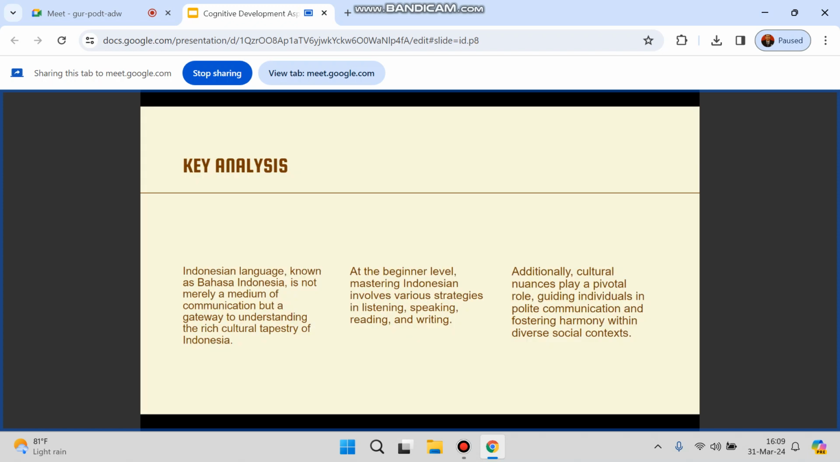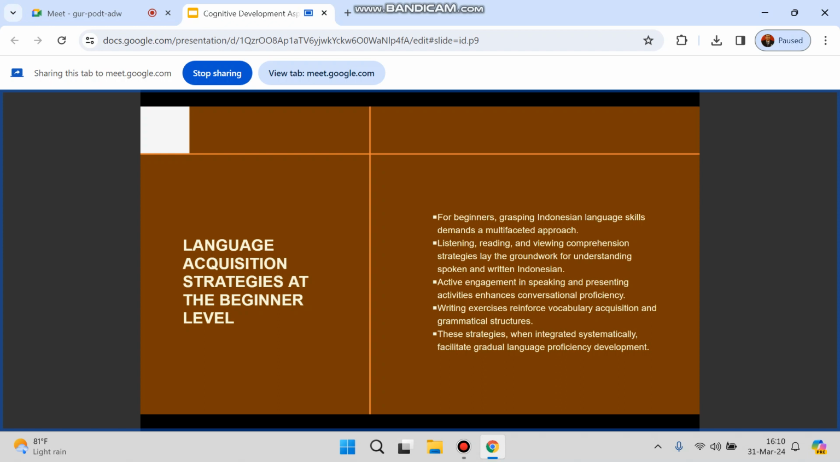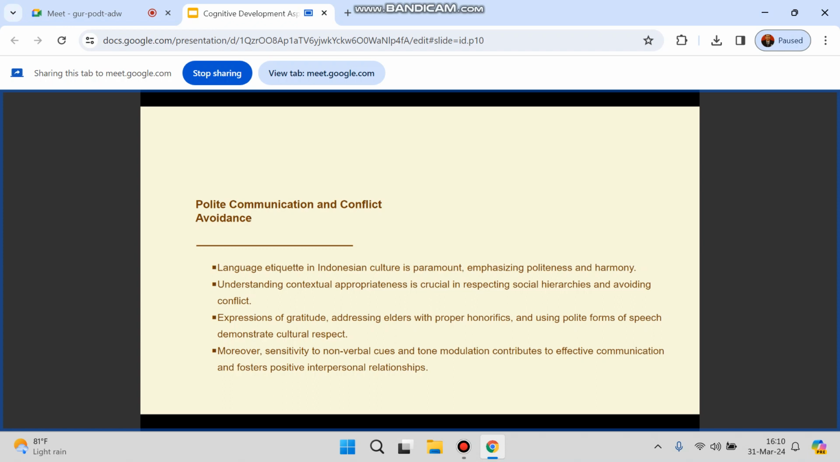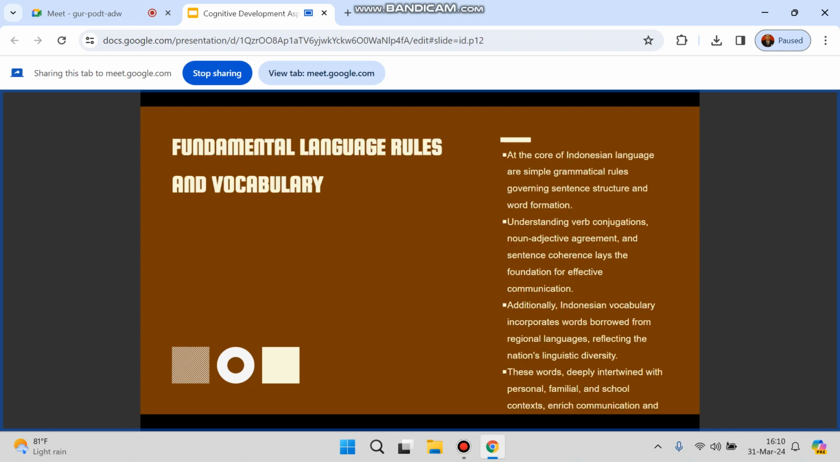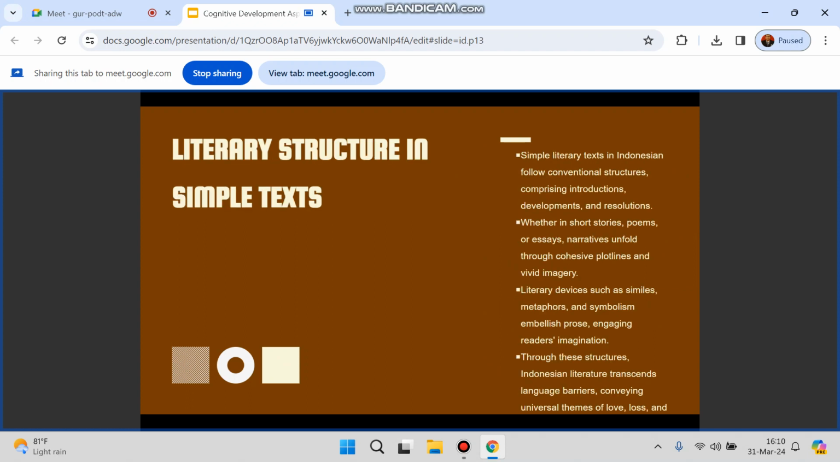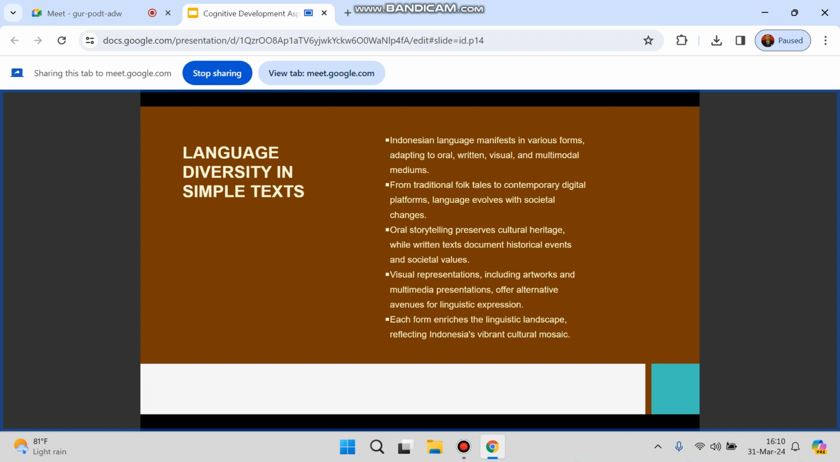The key analysis: Indonesian language, known as Bahasa Indonesia, is not merely a medium of communication, but a gateway to understanding the rich cultural tapestry of Indonesia. It plays a pivotal role in cultural analysis, guiding individuals in polite communication and fostering harmony. So the language acquisition strategies: a multi-phase approach, listening, reading, and viewing comprehension, word understanding, and spoken and written Indonesian, active engagement, writing exercise, and systematic facilitation of gradual language proficiency development. We have to think about polite communication and conflict avoidance, the neutral and diversity-friendly text, fundamental language rules and vocabulary, literary structure in simple text, and language diversity in simple text.